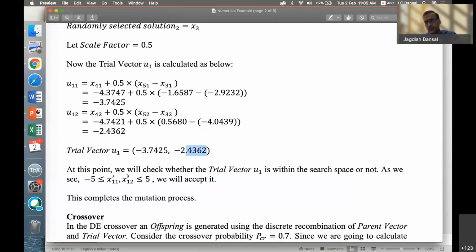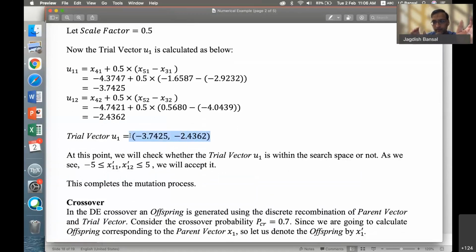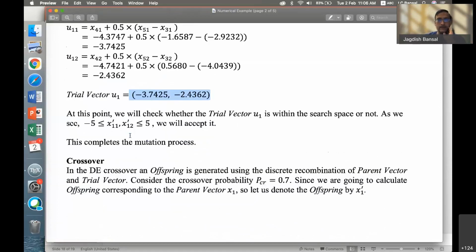There are a lot of other strategies also. It's a long story about keeping the solutions confined in the search space. I'm not going deep into that, otherwise it's a complete lecture. But simply, if it is not in the search space, put it at the corresponding boundary. Right now, since they are already in the search space, we will accept this trial vector. Now you have two parents: one is the parent vector and one is the target vector, father and mother. They will take part in the crossover, right?